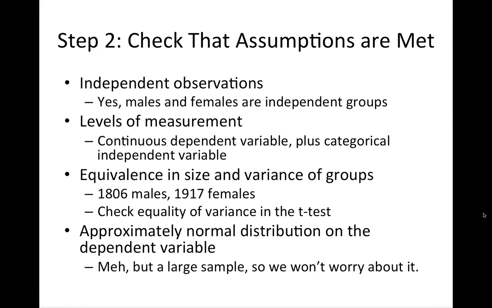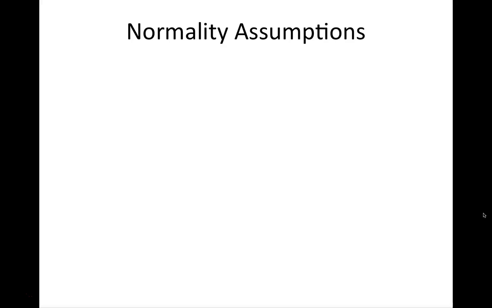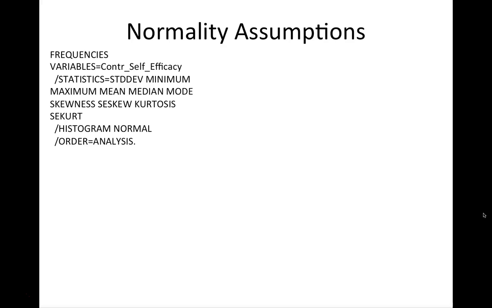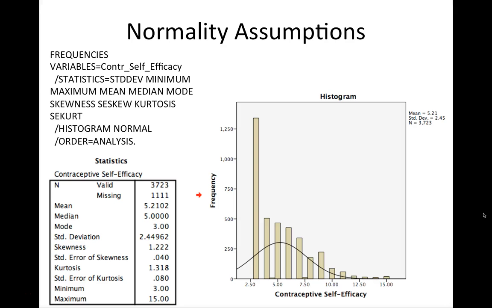And then we want to check to see that we have approximately normal distributions on the dependent variable. I'll show you those on the next slide, but they're meh. We have some skew and some kurtosis in there, but this is a really large sample, so we actually don't need to worry so much about that. We check these normality assumptions by running our measures of central tendency, our mean, our mode, and our median, and then look at the skewness and the kurtosis, and also look at a histogram. So this is what we get when we do that.